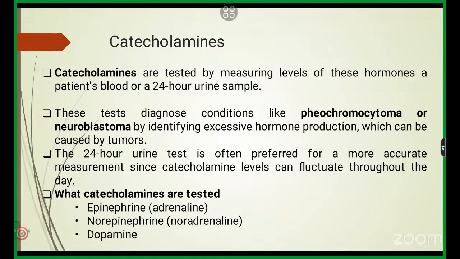So there's the 24-hour urine cortisol test and the 24-hour urine sample for catecholamines. I've clearly narrated how the sample should be collected for 24 hours. And we have these catecholamines that are usually analyzed, which include epinephrine, that is adrenaline. Also, we have norepinephrine, which is noradrenaline. We also have dopamine.